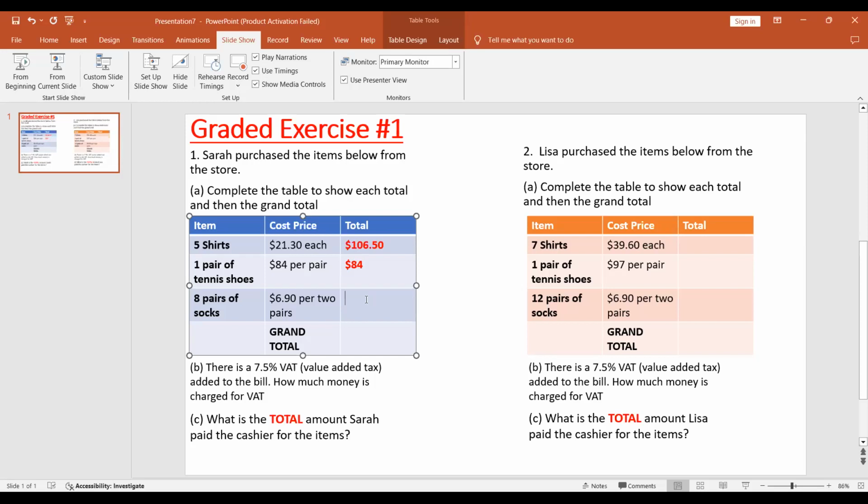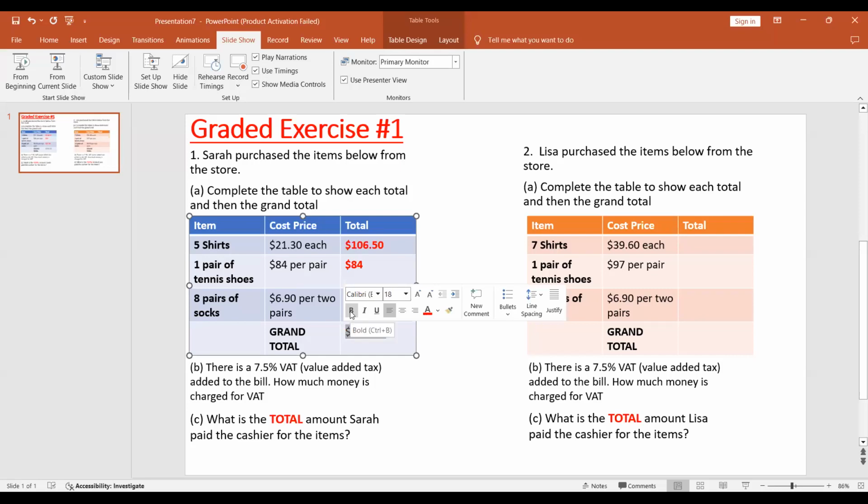$27 and what? 60 cents. Yes, $27.60. Very good. Now we have to add them all together. So $27.60 plus 84 plus what? I got $218.10. I get 218 and 10 cents. Very good. $218.10.